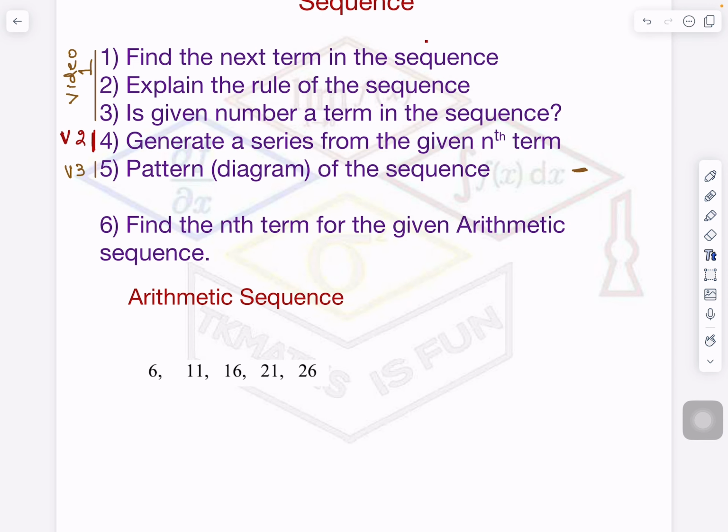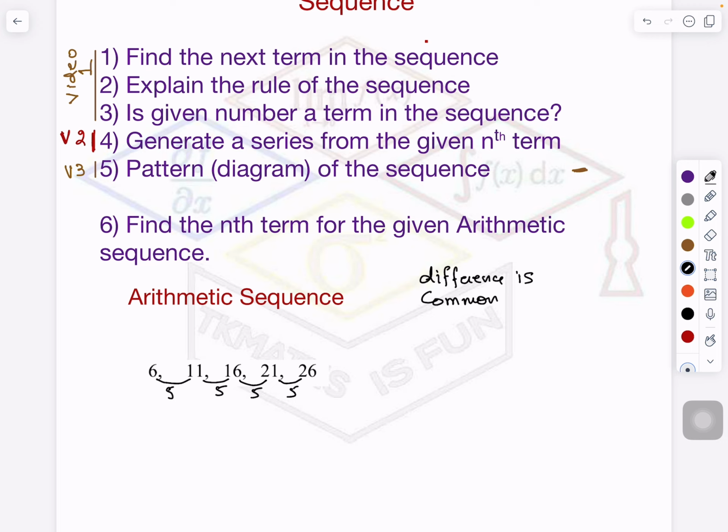Now look at this sequence. What do you notice here? The difference is 5. What is the difference in the next? 5. What is the difference in the next? 5. So when the difference between the terms is common, that sequence is called an arithmetic sequence. The difference between the terms is the same. In the previous videos we have seen the difference was different. So if the difference is the same, then that sequence is called an arithmetic sequence.